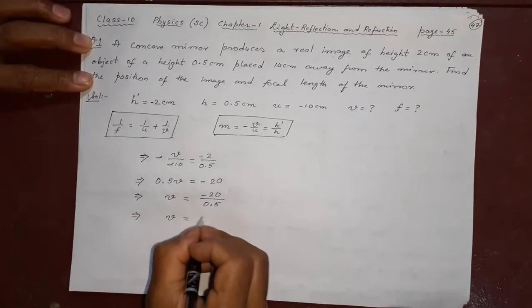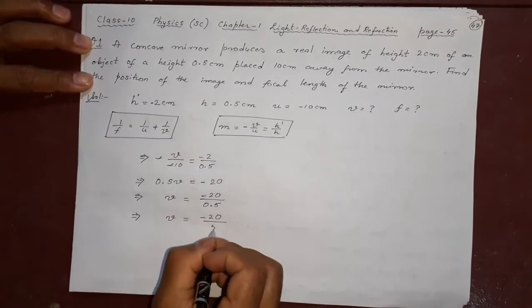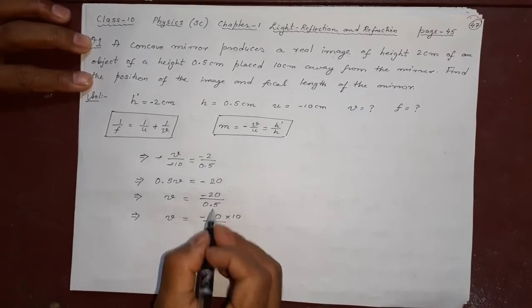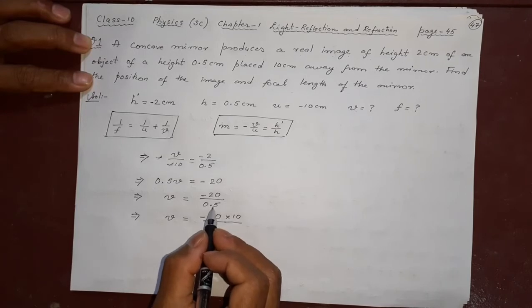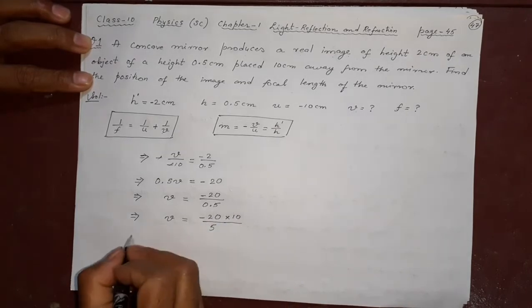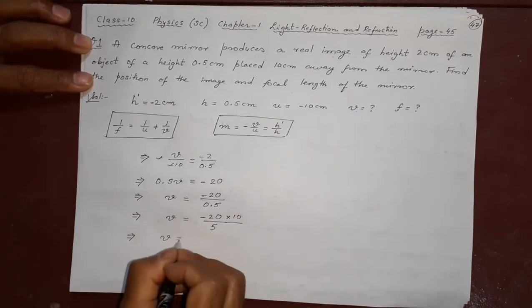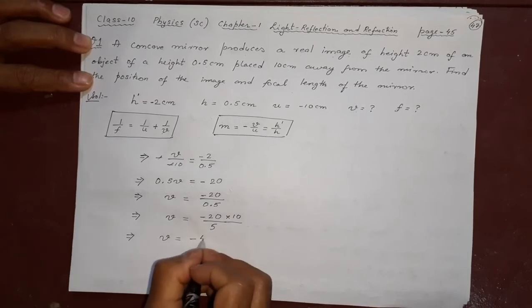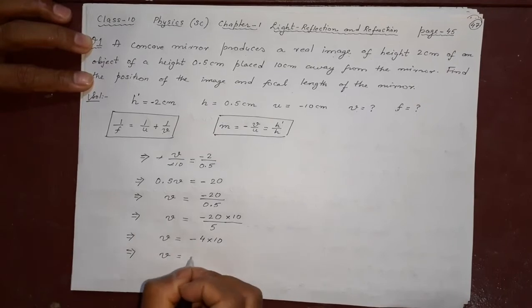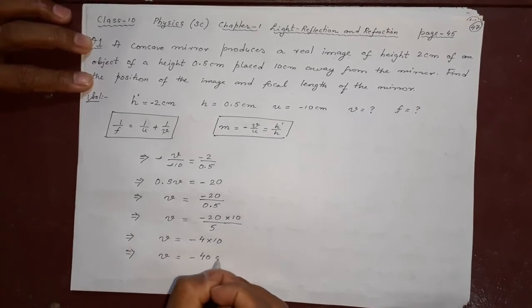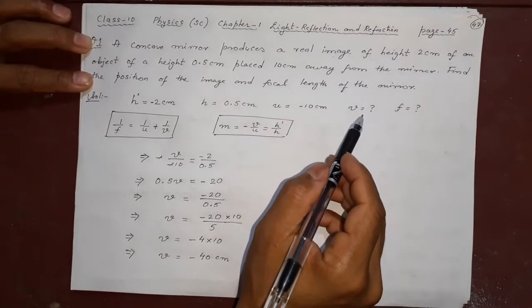V equal to minus 20 by 0.5, and 0.5 is 5 by 10. So 10 will go in the numerator, the denominator of 0.5 becomes the numerator here. So v is equal to 5 fours are 20, into 10. This will give you v equal to minus 40 centimeter. So you got this answer already.